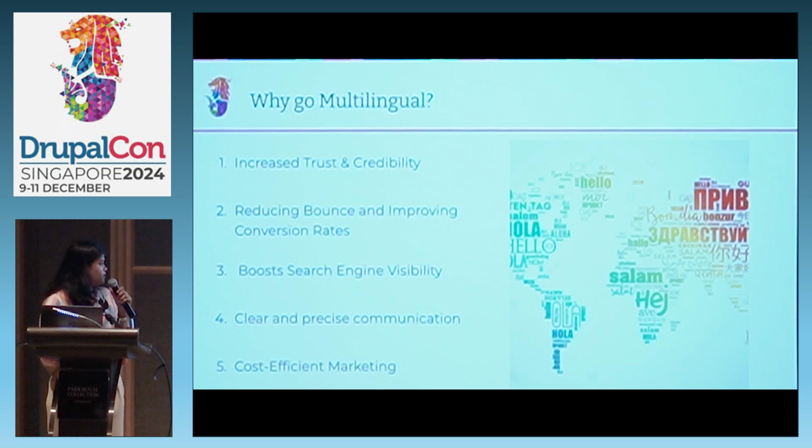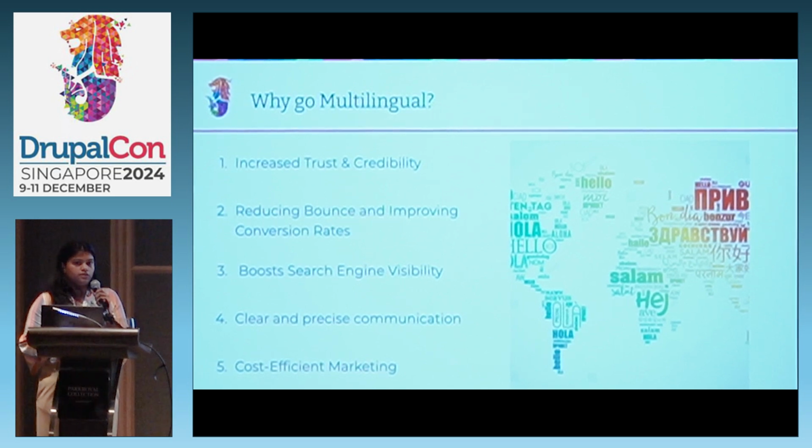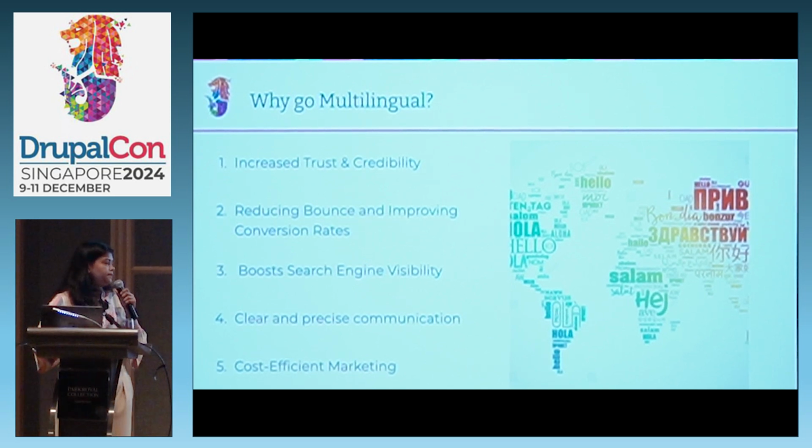And the last point is cost-effective marketing. Content marketing is 60% cheaper compared to the other marketing strategies that we implement, and it also provides 3 times as many leads. If someone is planning to target the international market, it is very important to have a multilingual website.